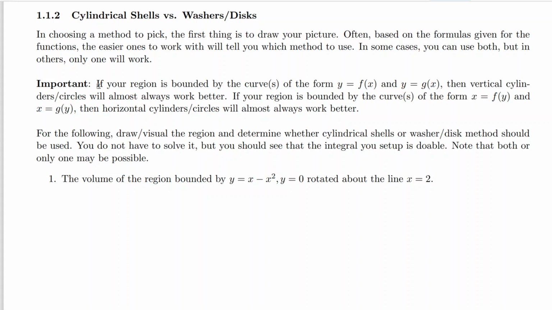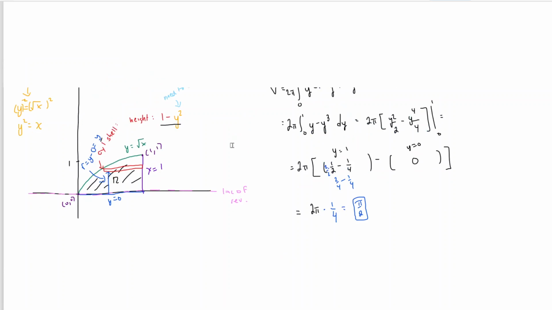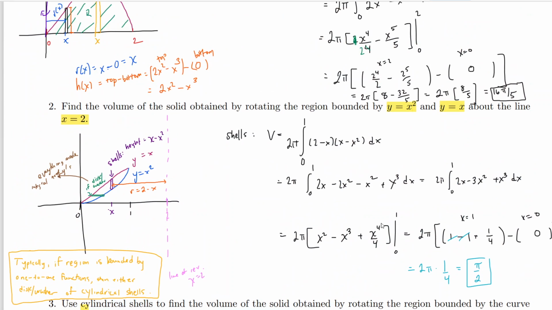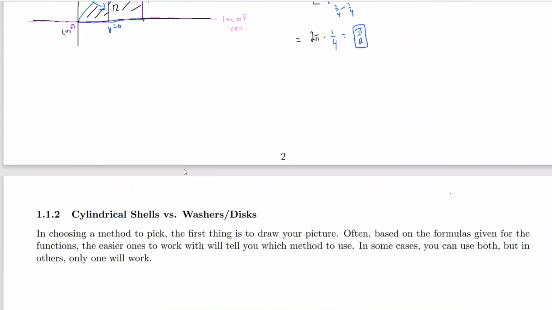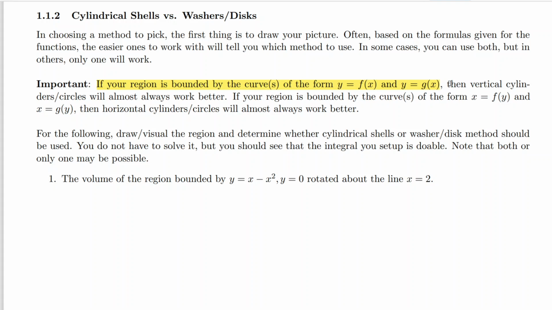It says if your region is bounded by the curves of the form something with x, so y equals f of x, y equals g of x. I'll scroll up and just refer to this problem right here, number 2. We have two equations that are given to us as y equals stuff with x. And the thing is, if your curves are given by this, regardless of what your axis of revolution is, then vertical cylinders or circles will almost always work better.